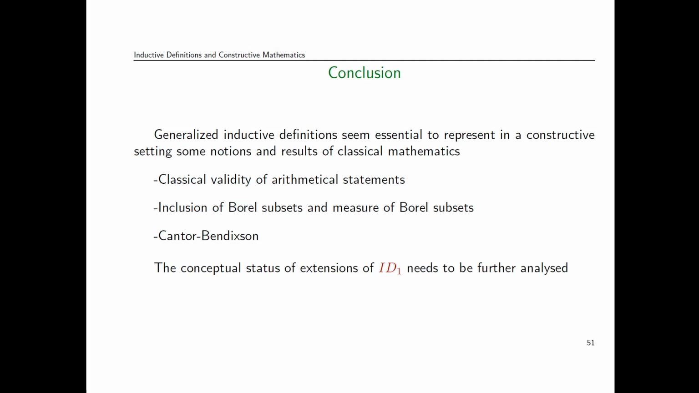Second, what I wanted also to say in this talk is that I think we need conceptual analysis of what happens when you extend generalized inductive definitions beyond ID1, so ID2 and ID3. I think it needs further analysis, and I will stop here.